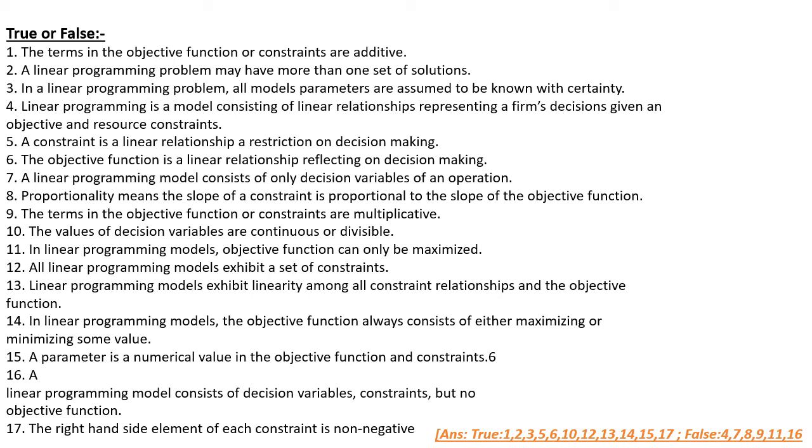In linear programming models, the objective functions always consist of either maximizing or minimizing some values. True. A parameter is a numerical value in an objective function and constraint. True. Answer is true. A linear programming model consists of decision variable, constraint but no objective function. False. The right hand side element of each constraint is non-negative. True.